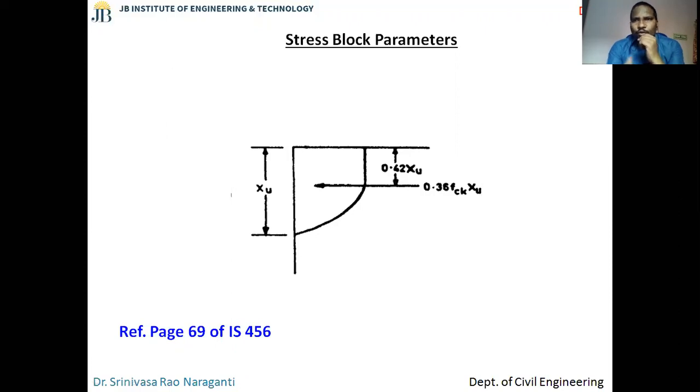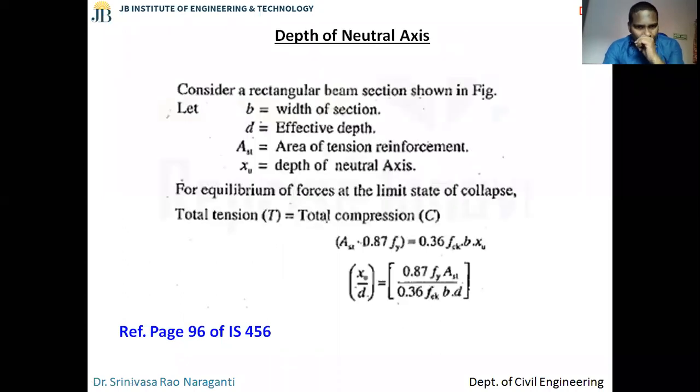Throughout the course, we use only these equations to find the depth of neutral axis. XU is known as the depth of neutral axis. It is the depth from the top of the member to the place where the stresses become zero, the place where we have the neutral axis. If you look at page number 96 of IS 456, you see this equation for XU by D. This we get basically from the stress block diagram.